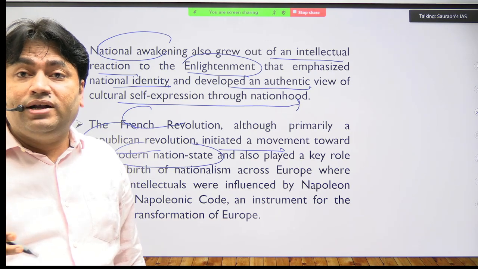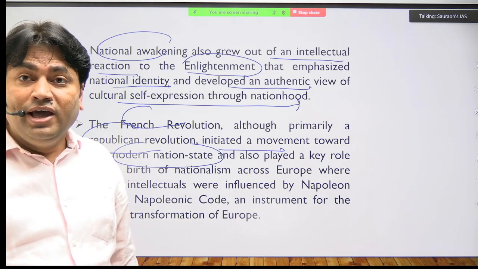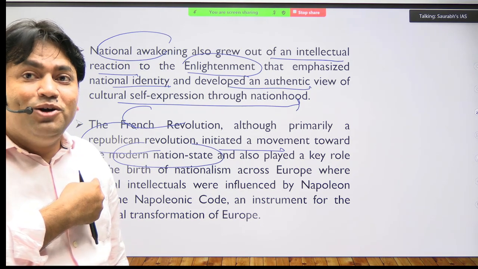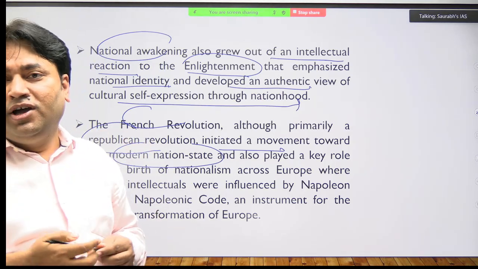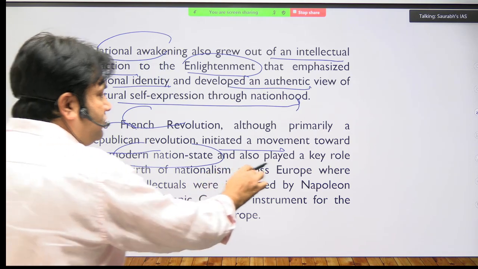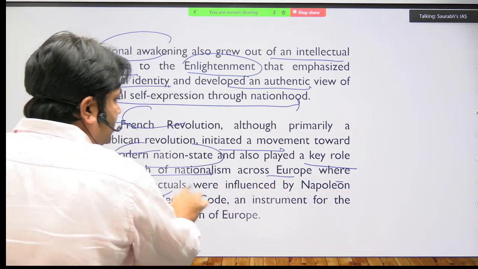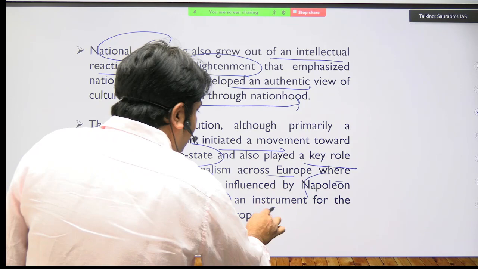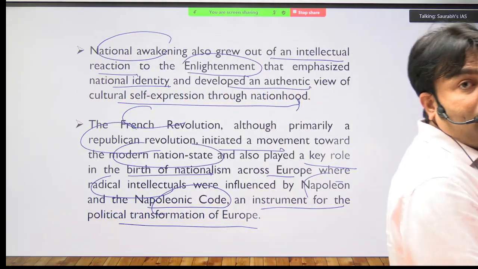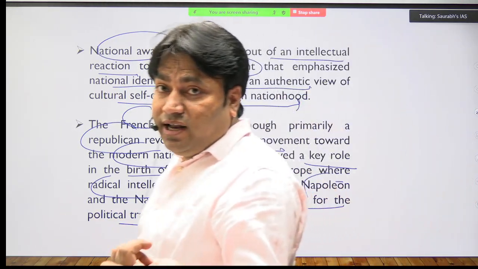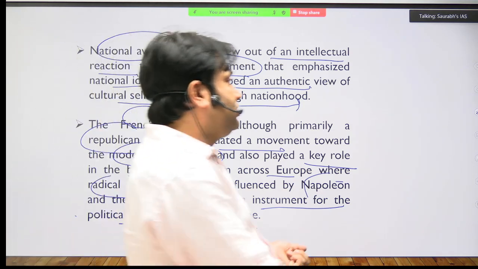So if someone asks you to discuss two important events of 18th century, so one will be French Revolution, okay, and what are the consequences of the French Revolution? देख रहे हो कितना ज़्यादा impact है? Development of modern state, it has impact on the process of unification of Italy and Germany and all this. So French Revolution played a key role in the birth of nationalism across Europe, where radical intellectuals were influenced by Napoleon and the Napoleonic Code, the instrument for the political transformation of Europe. It means not only French Revolution, but the Napoleonic Code, which was designed by Napoleon, also proved as an important instrument for the political transformation of Europe.